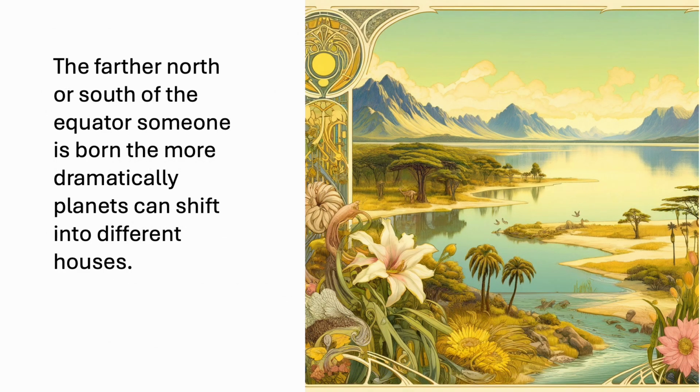The farther north or south of the equator someone is born, the more dramatically planets can shift into different houses, depending on which house system you use. Some house systems can't be used at all north of the Arctic Circle, which is quite problematic since a few million people live north of the Arctic Circle. So, in Sunring Astrology, we don't think house systems should be used, since they are unreliable and were probably not part of the astrological system originally.